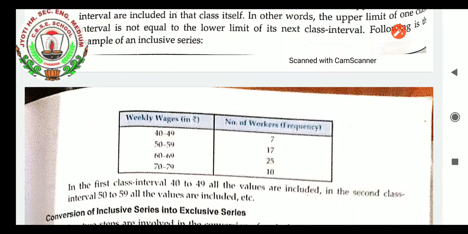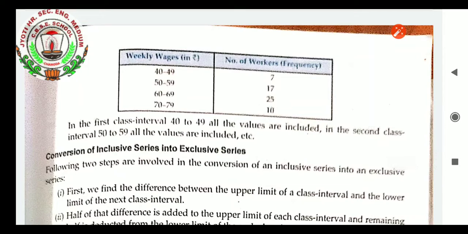Next class must be 49, but it is 50 to 59. This type of series has to be converted into exclusive series for our calculation to be done. Some of the time it can be used directly, but most of the time it needs conversion from inclusive series to exclusive series. In the first class interval 40 to 49, all the values are included. In the second class interval 50 to 59, all the values are included, etc.